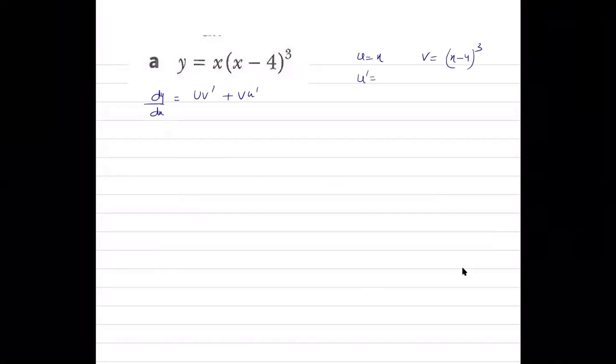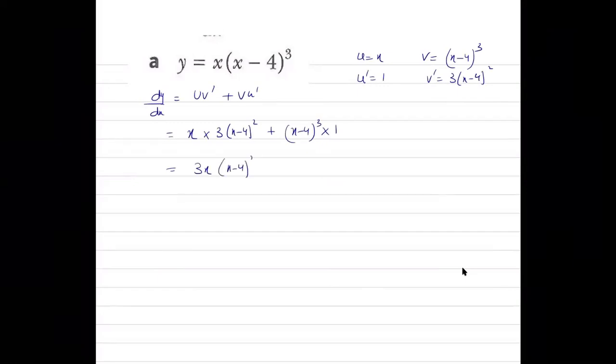Let's find the second derivative of this function. What is the first step that comes to your mind? Product rule. Good. So dy by dx is going to be found by uv prime plus vu prime. u is x and v is x minus 4 to the power of 3. u prime is 1 and v prime is going to be 3 times x minus 4 to the power of 2. uv prime plus vu prime: 3x times x minus 4 square plus x minus 4 cube.